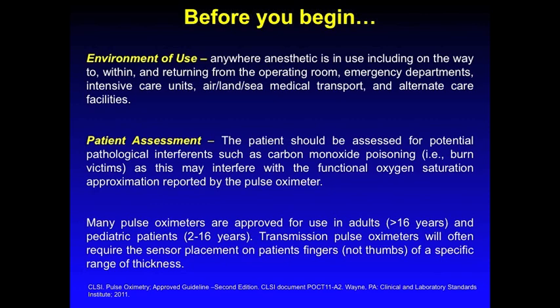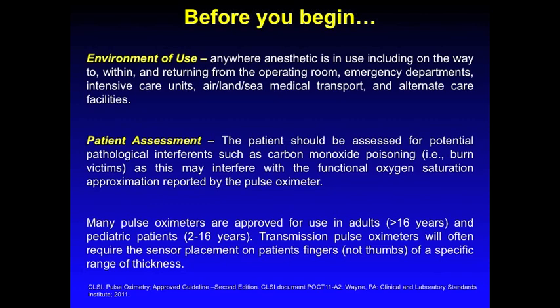Before using pulse oximeters, the patient or disaster victim should be assessed for potential interference, such as carbon monoxide poisoning, as this will likely interfere with the functional oxygen saturation approximation reported by the pulse oximeter. Many pulse oximeters are approved for use in adults and pediatric patients. Operators should always consult the manufacturer operating specifications to look for the approved age, patient victim age, and weight.